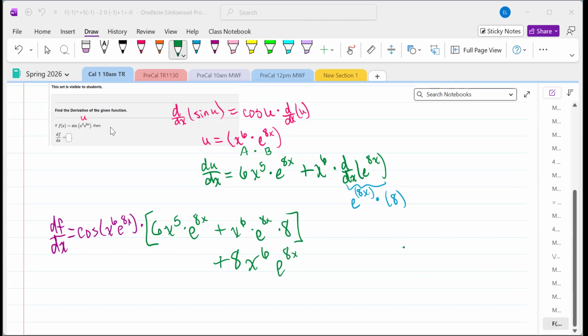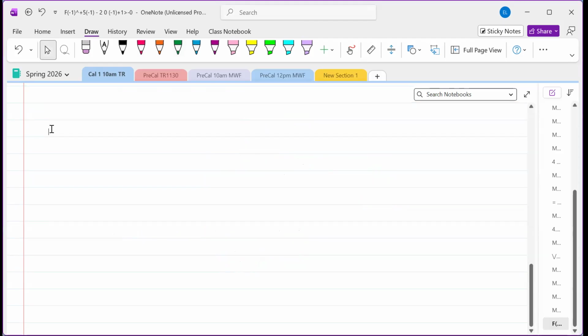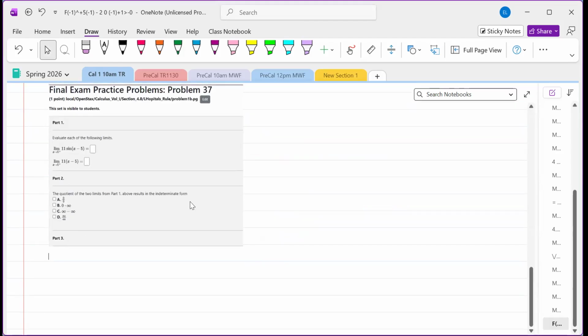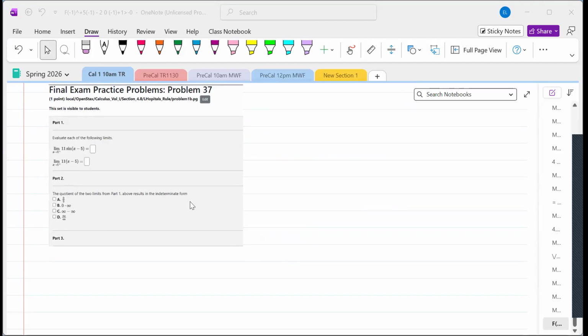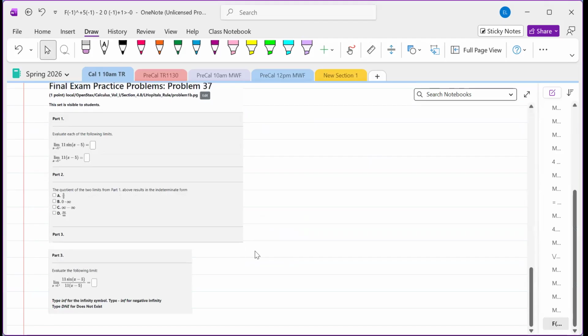All right, this one's not bad. So overall, this question is asking us to evaluate the limit as x approaches 5 from the right of this fraction. But the question format breaks it apart. It wants us to evaluate the limit of the top and the limit of the bottom separately.